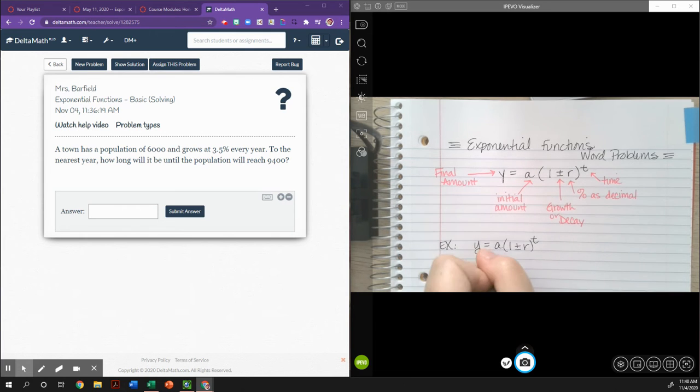All right, and it grows. So 1 plus, I'm going to use plus because it grows. 3.5%. Now remember, 3.5% as a decimal, you move it back. So 0.035. Okay, 3.5% every year. To the nearest year, how long will it be until the population will reach 9,400? Okay, so 9,400 is the final amount. So that goes over here. And then it said to the nearest year. So t, that's our unknown.